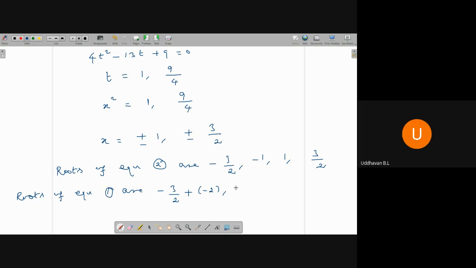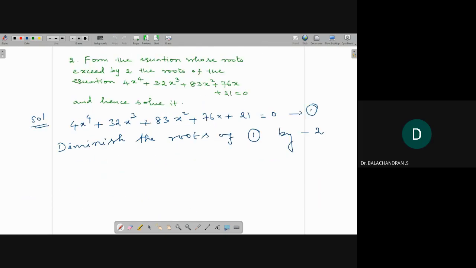Sir, even though we have used diminishing, in the question they have asked exceeding by 2. So doesn't that mean we should add 2? No. Actually, they are asking to exceed by 2, but instead of exceeding by 2, what I did here is diminishing by minus 2. Both of them are equal. Instead of increasing by plus 2, I did diminishing by minus 2.